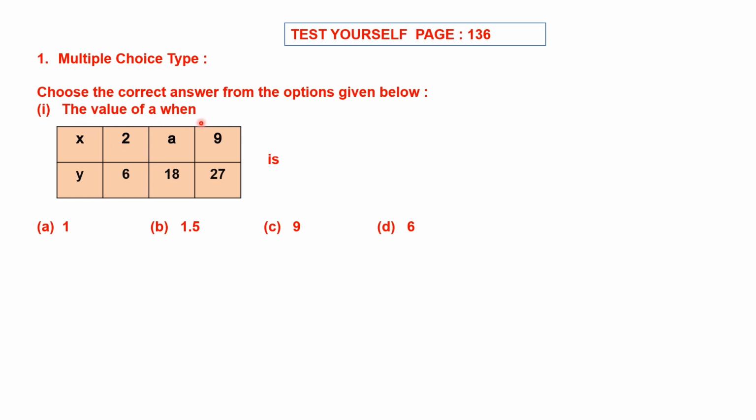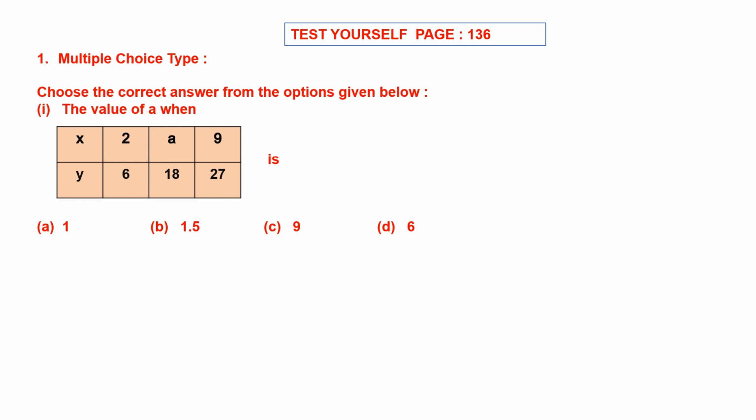The value of A, according to this table, we have to find the value of A and one of these is the answer. So now here we need to find out whether x and y are in direct or inverse variation. If they are in direct variation, then x divided by y will be a constant. If it is an inverse variation, x into y will be a constant. So this is x1, y1, x2, y2, x3, y3. Now here we have been given values of x1, y1 and x3, y3. So let's see whether it's a constant.